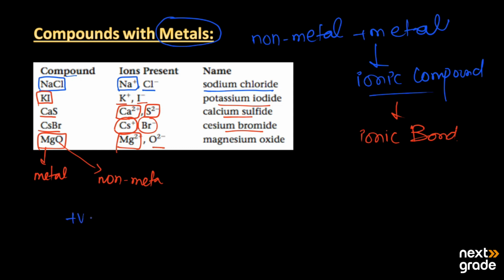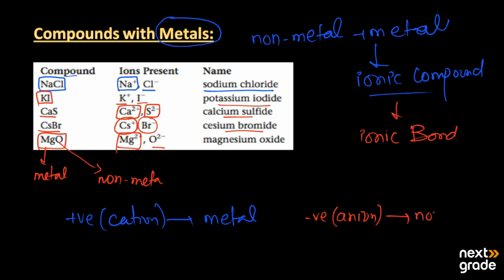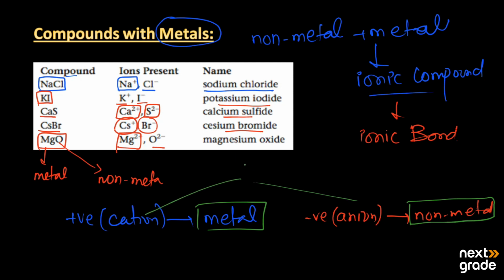The positive part, the cation, always comes from the metal, and the negative part, called the anion, always comes from the non-metal, because metals lose electrons and change into cations, and non-metals gain those electrons and change into anions. A force of attraction is created between the cation and anion, and in turn they form a compound, known as an ionic compound. So this was about simple compounds of non-metals with metals.